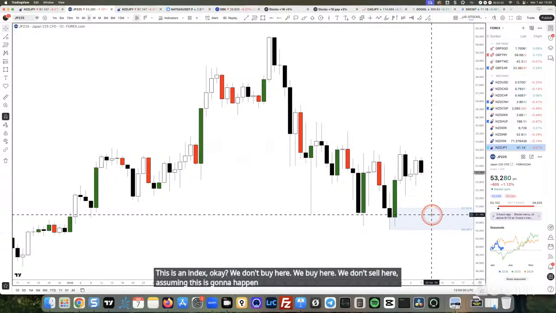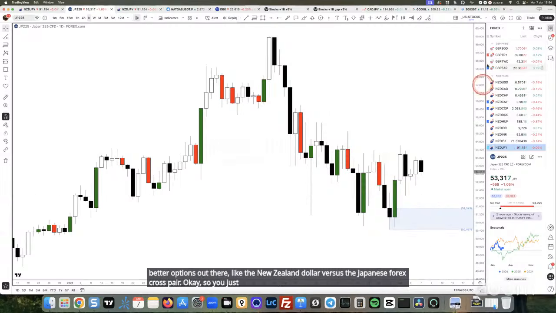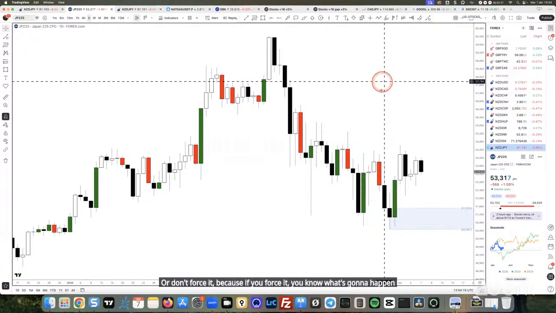We just sit on our hands because there are better options out there, like the New Zealand dollar versus the Japanese yen Forex cross pair. So you just need to analyze the Forex cross pair and say, okay, this one is good, this one is not good. Don't force it, because if you force it, you know what's going to happen.